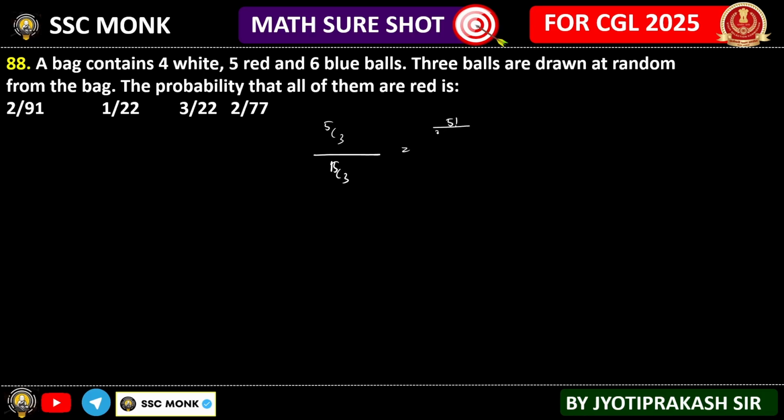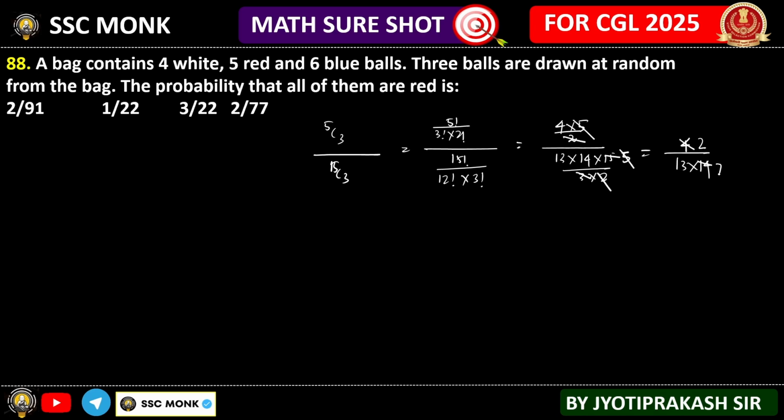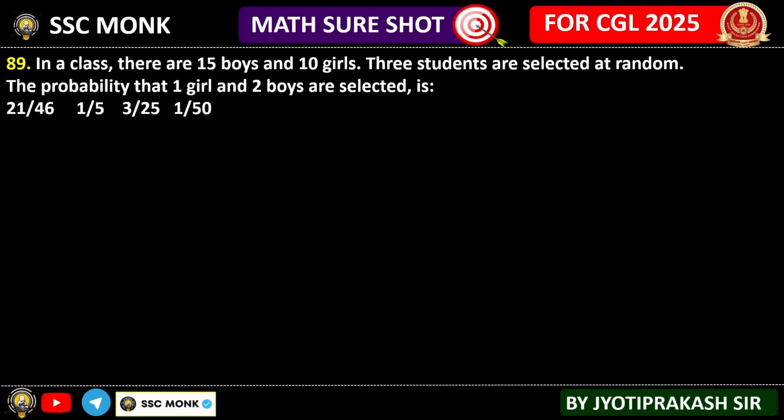So 5 factorial divided by 3 factorial into 2 factorial, divided by 15 factorial divided by 12 factorial into 3 factorial. So this can be written as 4 into 5 by 2 divided by 13 into 14 into 15 by 3 into 2. Okay, so 3 5s are 15, 5 5 gone, 2 2 gone. So this can be written as 4 by 13 into 14, 2 2s are 4, 2 7s are 14. So this can be written as 2 by 91. Answer option A.